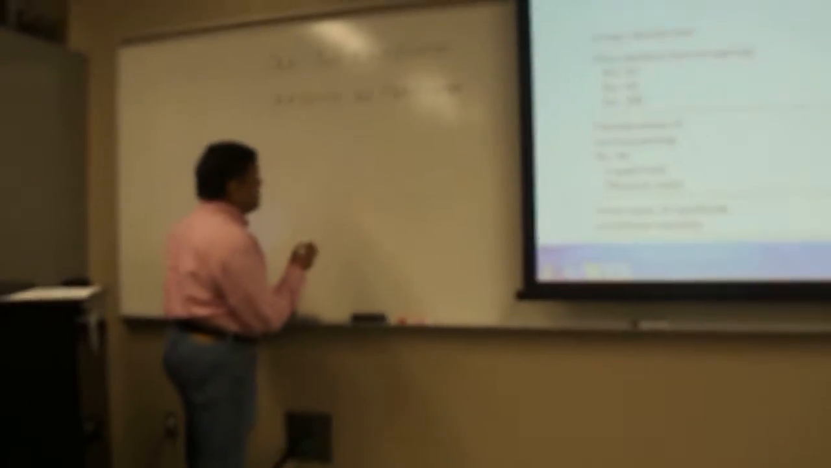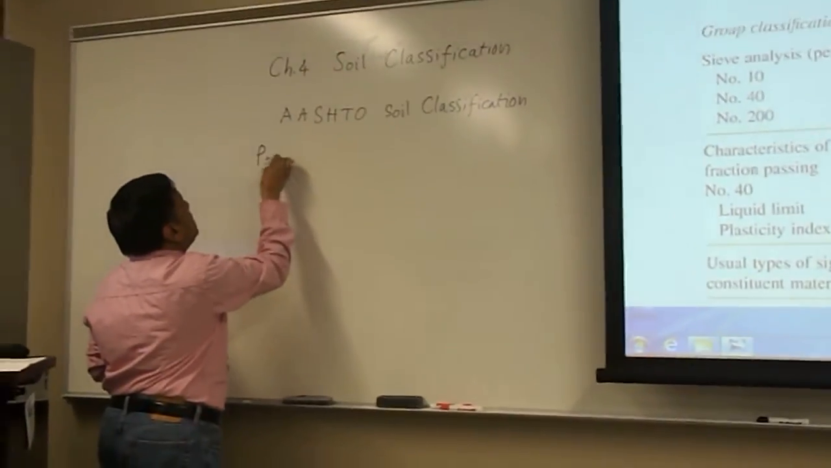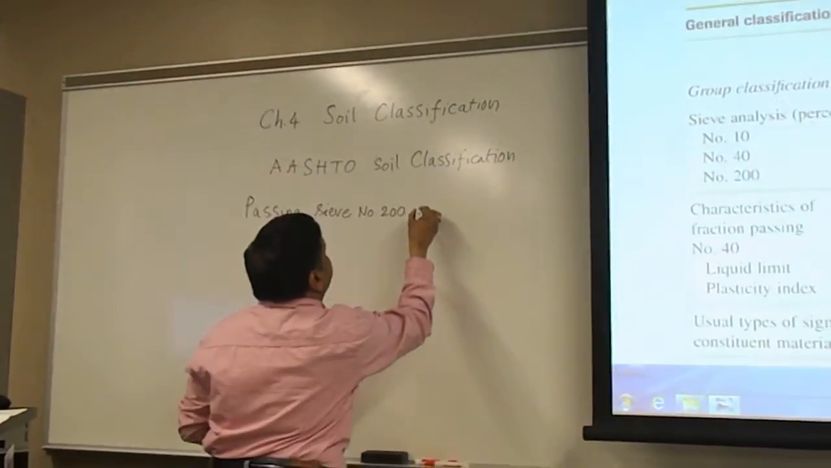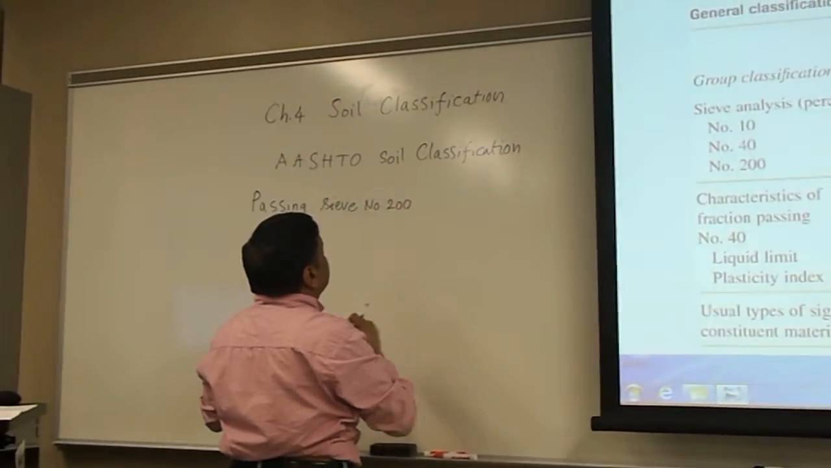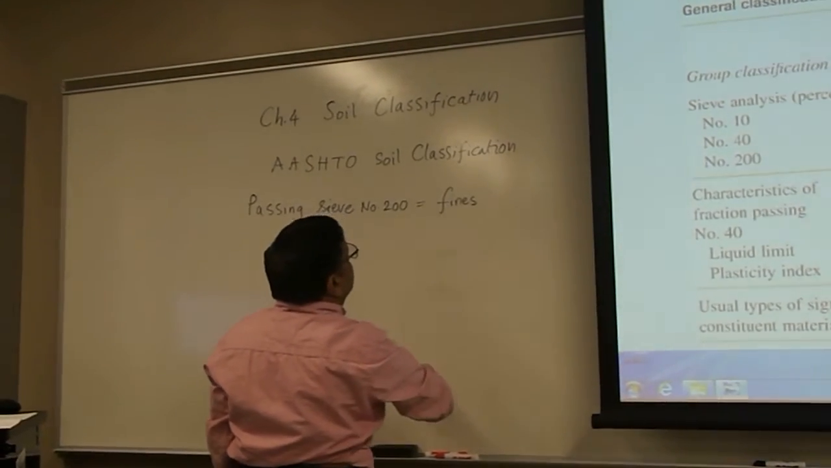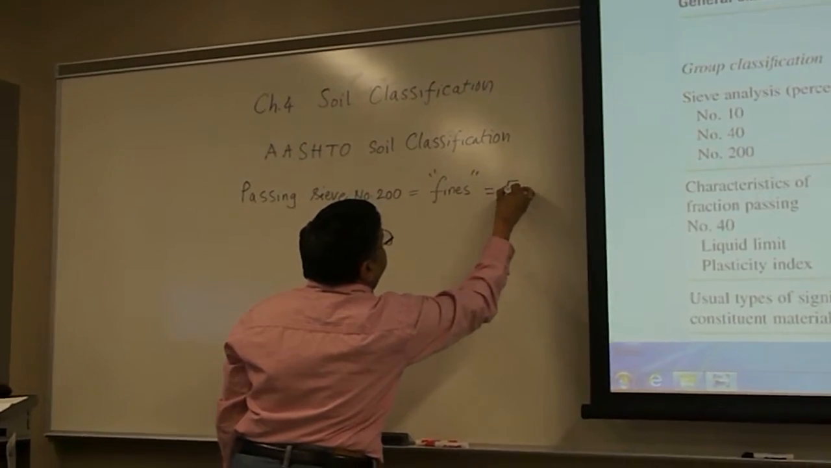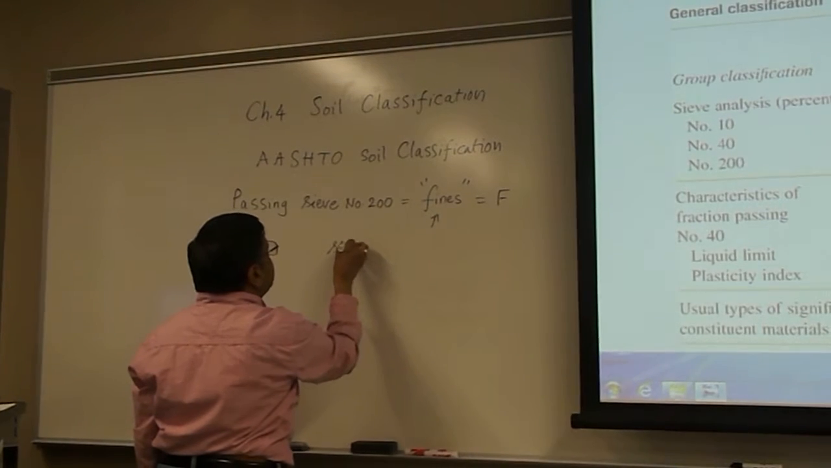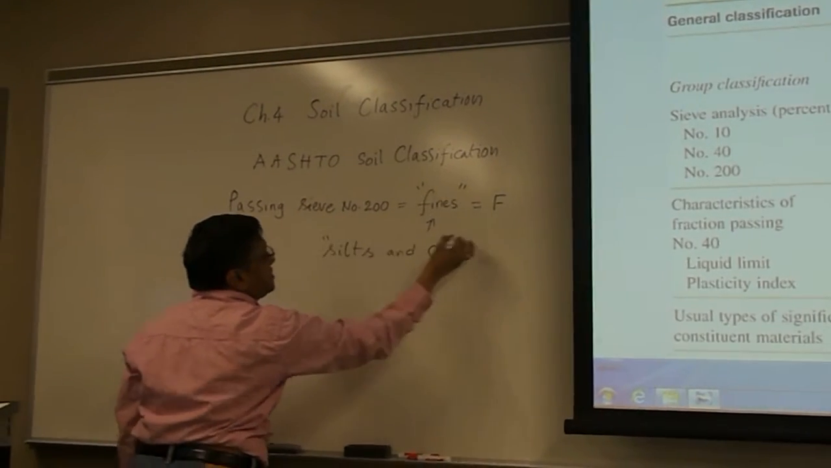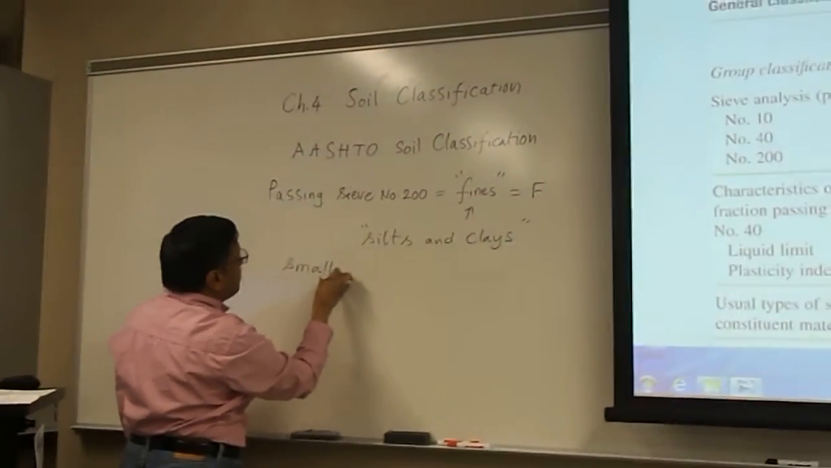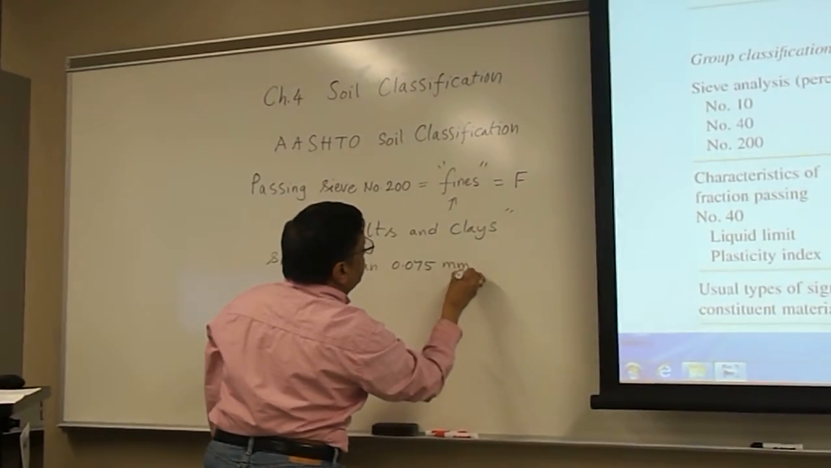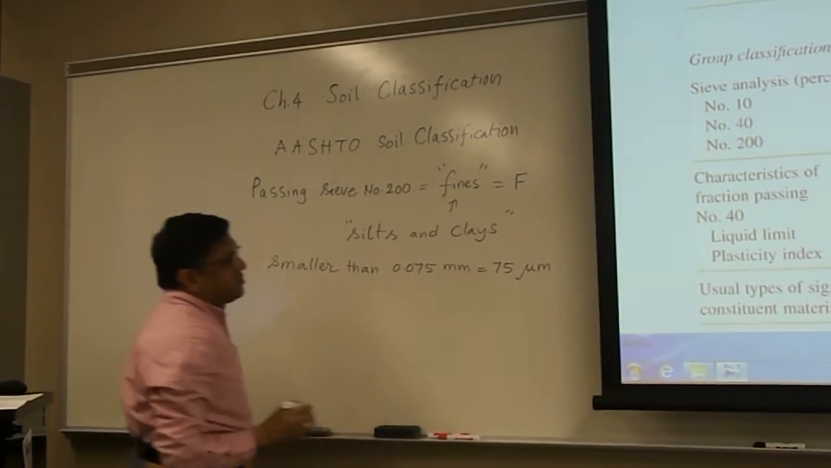You know pretty well, passing sieve number 200, we have silt and clay materials which are called fines. So we use the letter F. So these are silts and clays together. These are smaller than 0.075 millimeter, which is 75 microns.